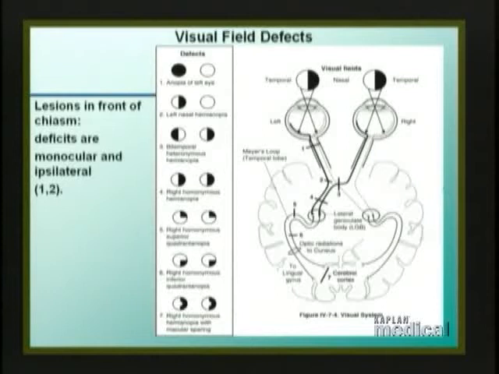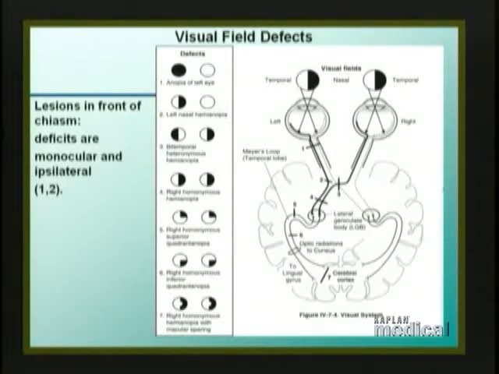Let's use this diagram and subsequent ones to kind of devise a lesion strategy based on lesion sites that occur either in front of the optic chiasm to an optic nerve, a lesion at the chiasm, and a lesion posterior to the chiasm. So we're going to derive different signs and symptoms basically to help you localize a lesion to one of these three areas.